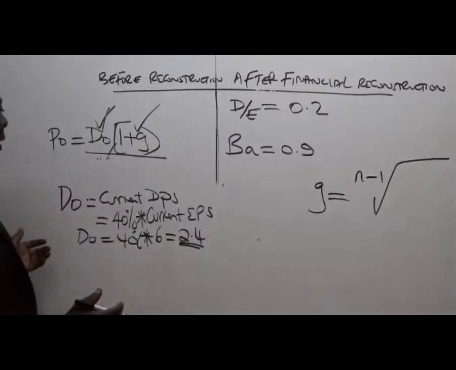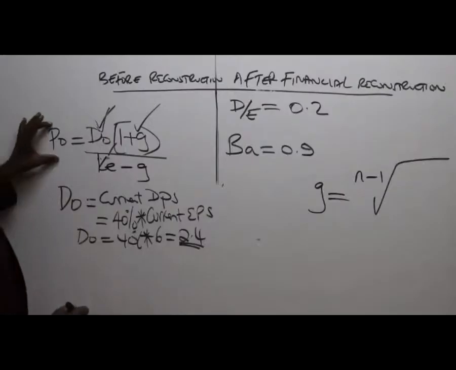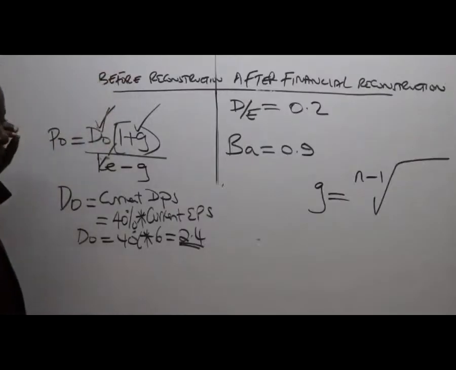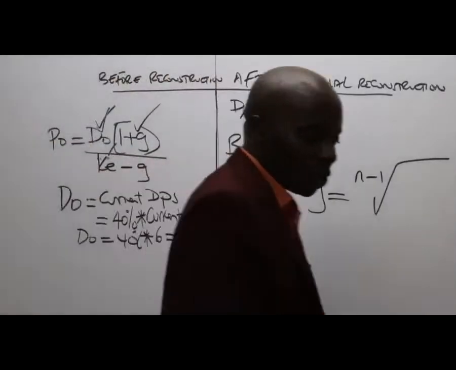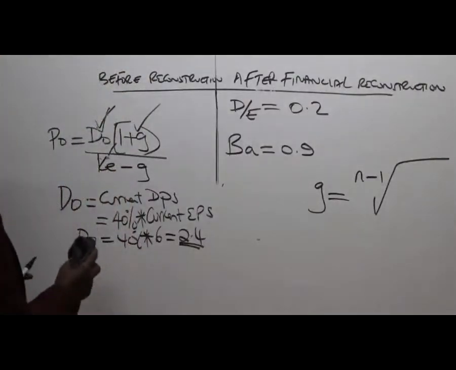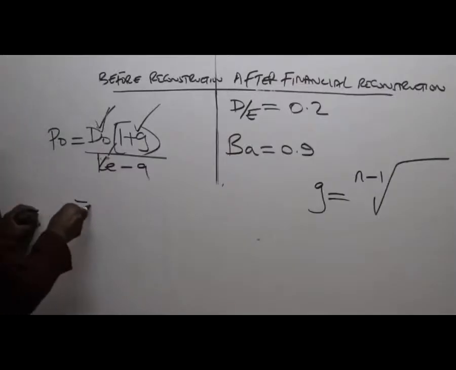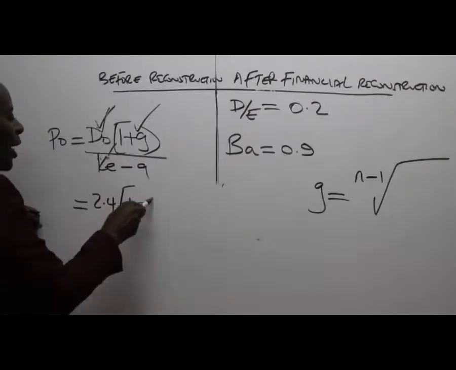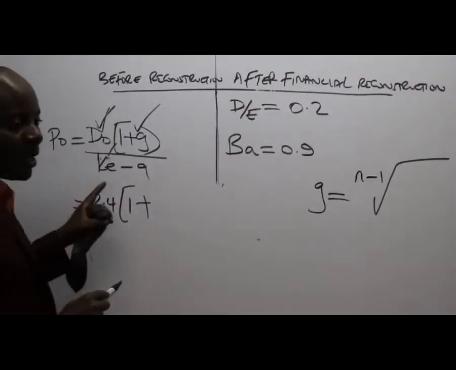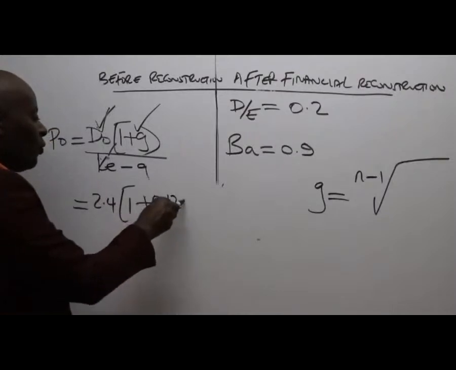That is it. Now we have everything. Please plug in to give us the P0 before reconstruction. How will it look? Do we have our D0? Yes, our D0 is 2.4. Do we have the growth rate? Can somebody remind us what growth rate we got? It was 0.12. Thank you very much.